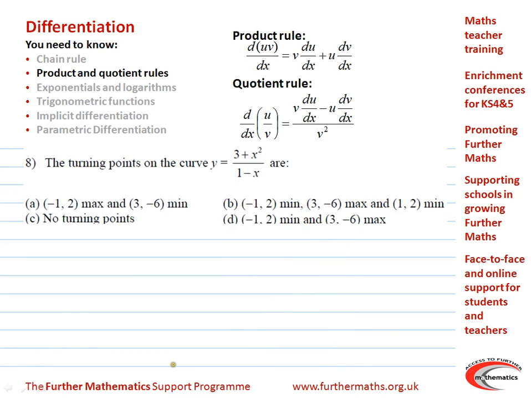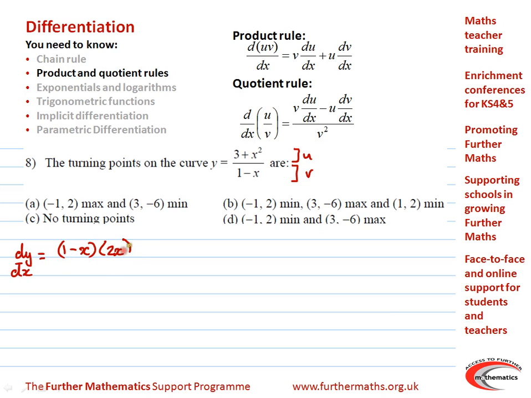Okay, so a little application of product or quotient rule. In this case we're going to use the quotient rule. So we're being asked here to find the turning points on this curve. In order to find the turning points we need to know where the gradient is 0. So we're going to differentiate (3+x^2)/(1-x), and we're going to do that using the quotient rule. So my numerator 3+x^2 is going to be u, and my denominator 1-x is going to be v.